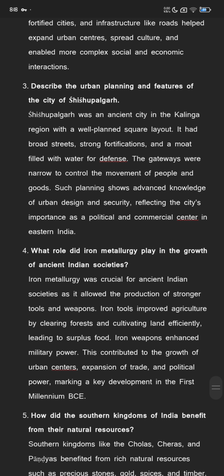Describe the urban planning and features of the city of Shishupalgarh. Shishupalgarh was an ancient city in the Kalinga region with a well planned square layout. It had broad streets, strong fortifications, and a moat filled with water for defense. The gateways were narrow to control the movement of people and goods. Such planning shows advanced knowledge of urban design and security, reflecting the city's importance as a political and commercial center in eastern India.